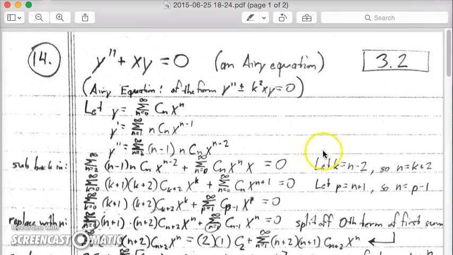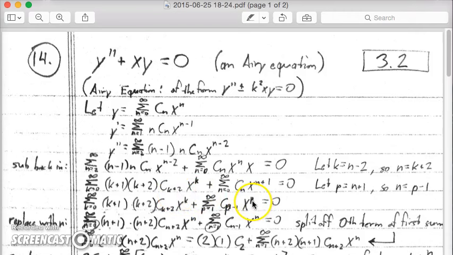We need to use a dummy variable to get these the same. So we let k equals n minus 2, so n equals k plus 2. We sub that in as well and change those. So we have x to the k, but this x over here combines with this x to the n and gives us x to the n plus 1. Now we have another discrepancy, so we need to use another dummy variable and let p equal n plus 1, and so n equals p minus 1. So that's good.